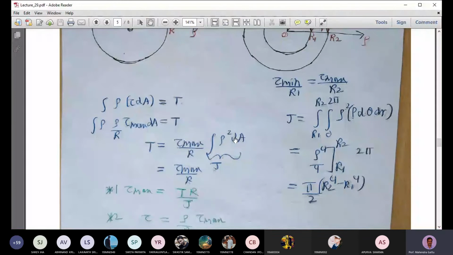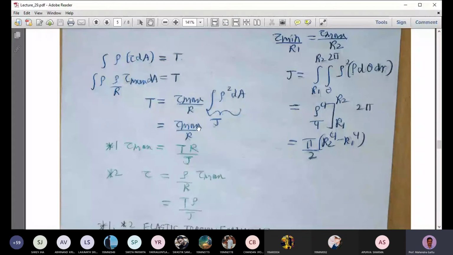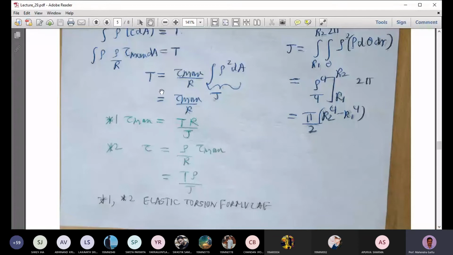So what is rho square dA? It is the polar moment of inertia. If you remember, it is r square dA, and instead of r we are having rho. So this term is the polar moment of inertia, and we will represent it by this J value. Okay, so T is equal to tau max J by R. We can send R and J to the left hand side, and we get the maximum shear stress, which is occurring at the outermost part of the circle, equal to the applied torque times the total radius of the circle by the polar moment of inertia J. So tau max is TR by J. This is called the elastic torsion formula.